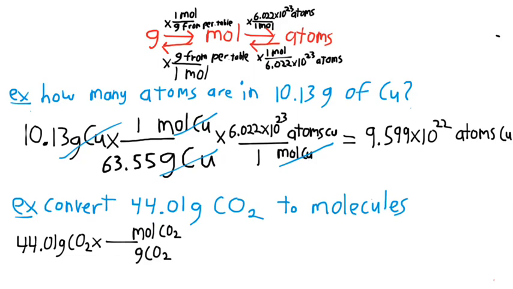Moles go on the top. Moles are bigger, so that gets the 1. You find grams on the periodic table. Since there's a C and an O and an O, just like we did when we were doing percents, we need to add up the C and the O and the O. So it'll be 44.01 grams, that's 12.01 for carbon, plus 16.00 for oxygen, plus 16.00 for oxygen.